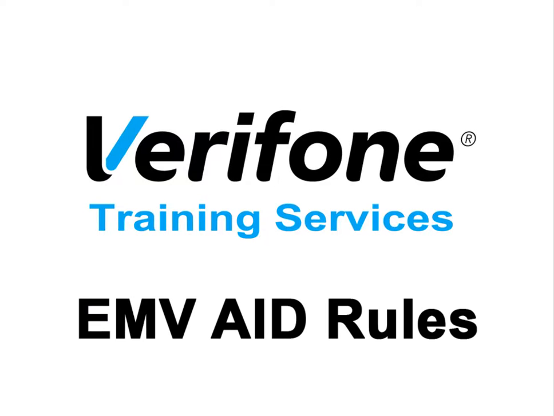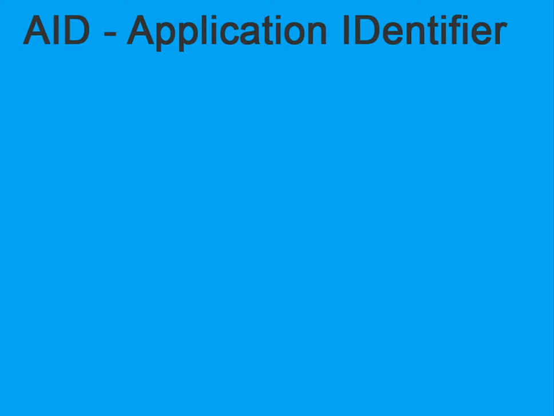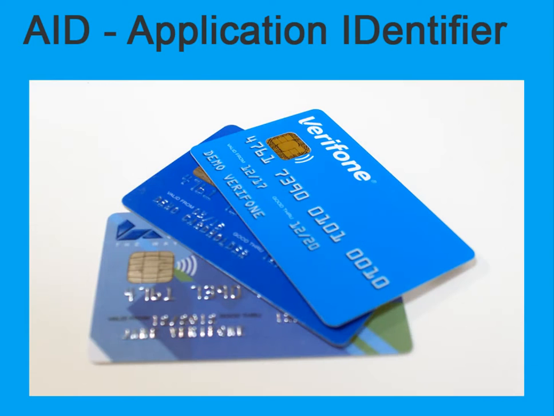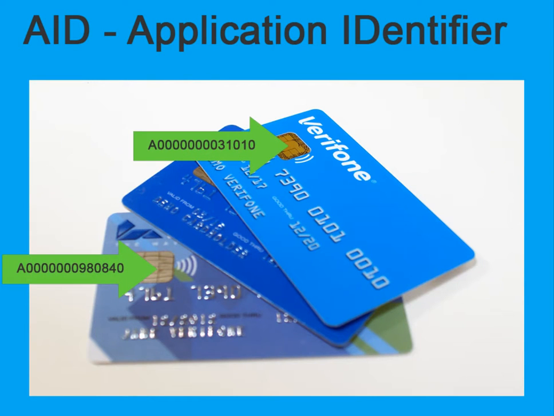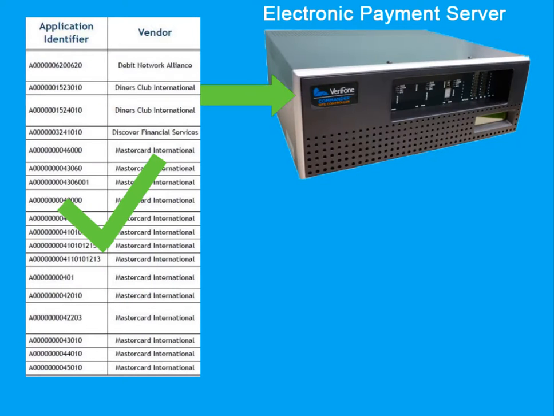EMV AID rules. What is an AID? AID stands for Application Identifier. Every card that uses EMV has an AID or AIDs stored on the chip. AIDs determine what type of card is being used and how to process the card. The AIDs that are accepted by the card processing network are stored on the processing terminal.